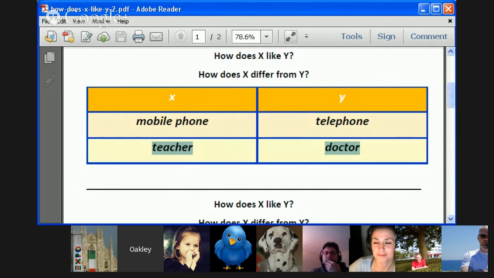What does the doctor do? He charges me a lot of money, Julia. That's what the doctor does. Hello? Can you hear me? Can you guys hear me? I don't think Julia can hear me. Julia, can you hear me? Yes, teacher. Okay. Yes, I can. Julia, I don't know what happened. I lost connection. Excuse me.